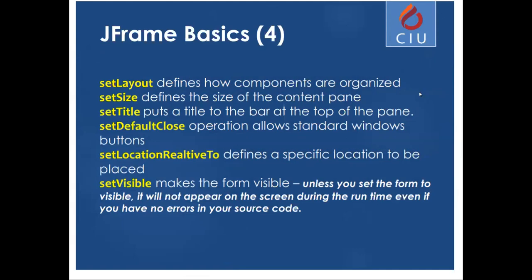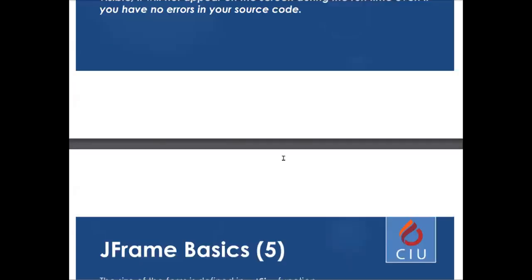Such as the layout defines how components will be organized on your form. The size is actually the size of the form, but it uses some pixels from top and bottom. There's a title, which can be placed on the toolbar. There's the close operation, which means that the form will become the default form. That means once you close that form, the application will be closed. Location relative to, like, you can start the location of the form on a specific place. And finally, visible makes the form visible.